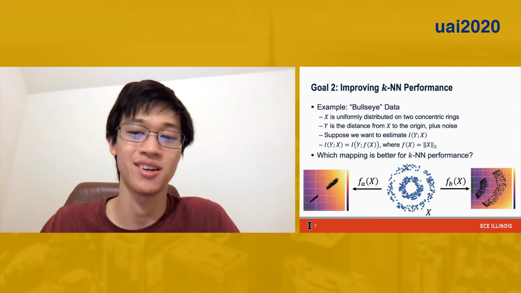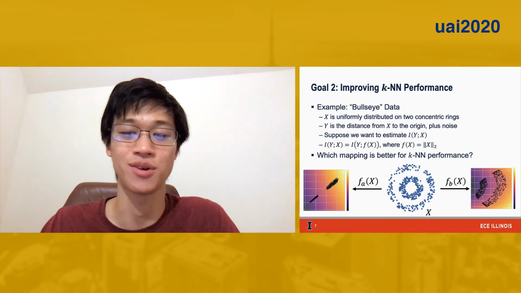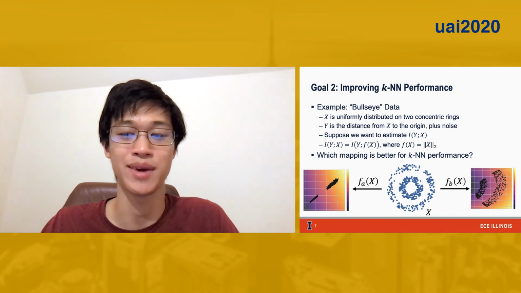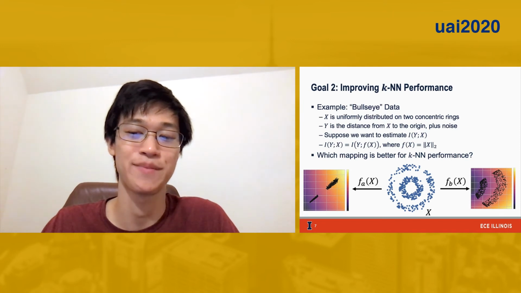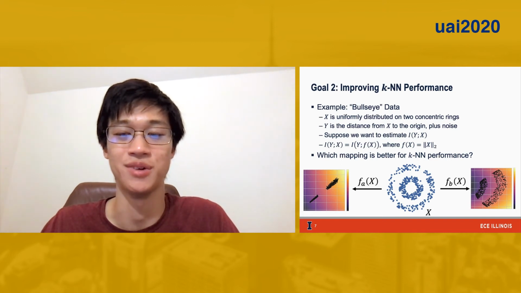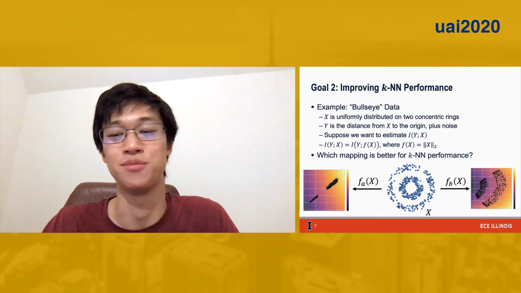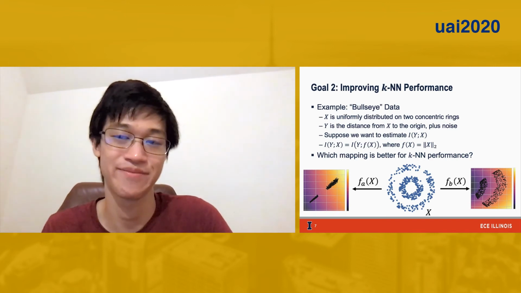To illustrate, consider the bullseye example shown on the slide. X is uniformly distributed on two concentric rings around the origin, and Y is the magnitude of X plus some noise. In our proposed approach, we first learn a mapping of X and then use the KNN estimator to estimate the mutual information. One optimal choice of F would be to take the magnitude of X.